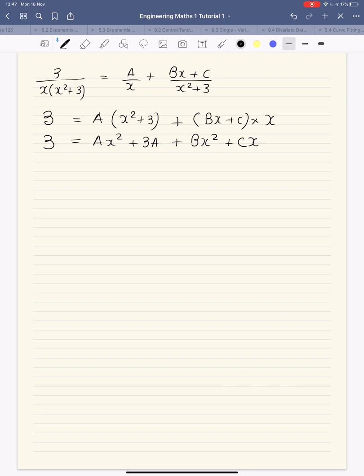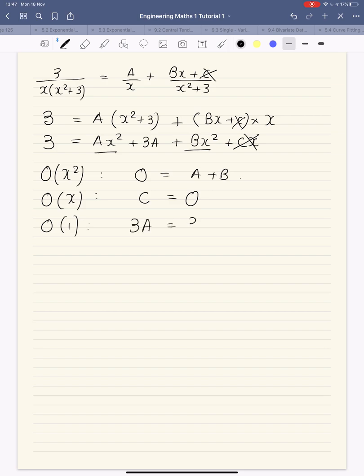Okay, so we can do this by comparing coefficients. On the left-hand side, we've just got 3. So if we look at the powers of x squared, we've got 0 on the left, is a plus b on the right. So that's that one and that one. Power orders of x, that gives us that c is nothing. Okay, c is nothing. And then the constant coefficients are that 3a is 3, which is that there and that there. So therefore a is 1. And if we substitute for a is 1 in there, b is minus 1. So we end up with 3 over x cubed plus 3x is 1 over x minus x over x squared plus 3.